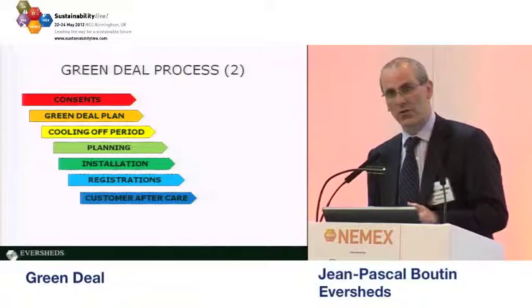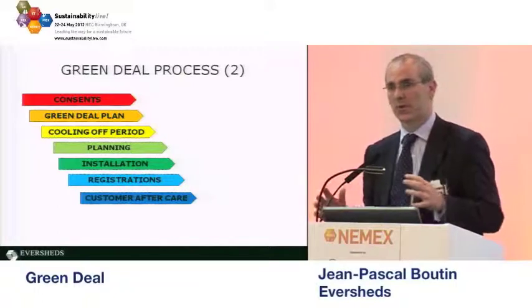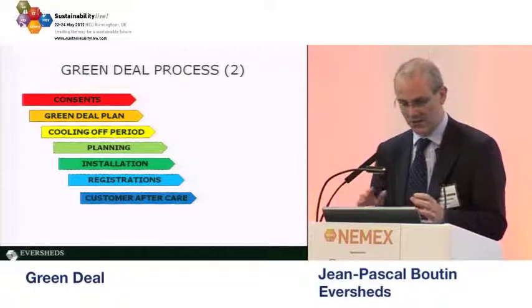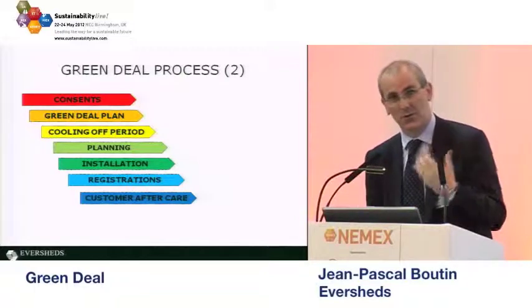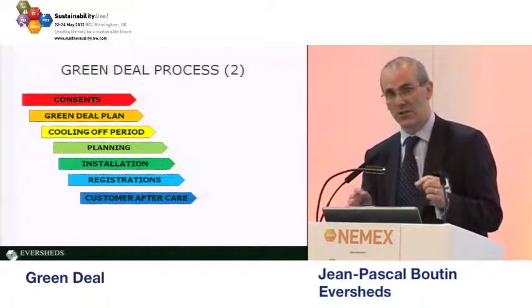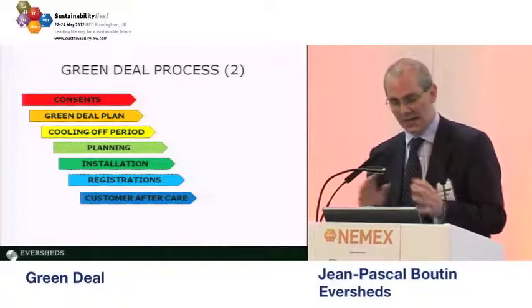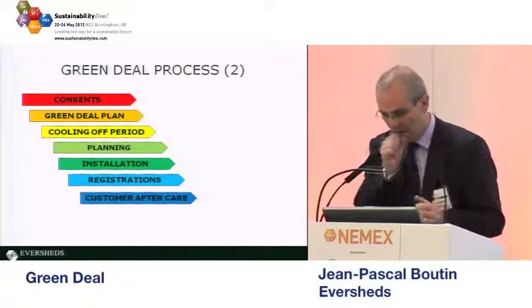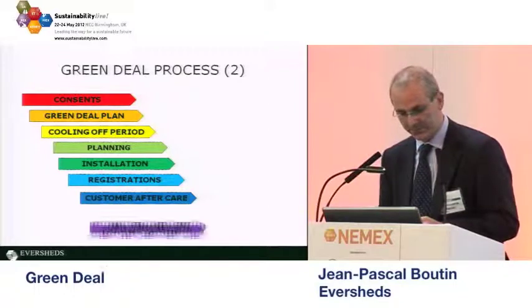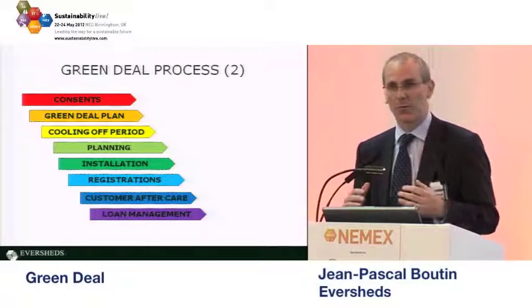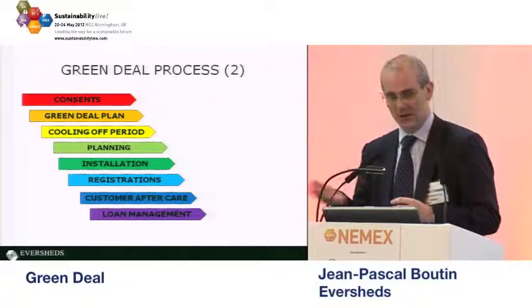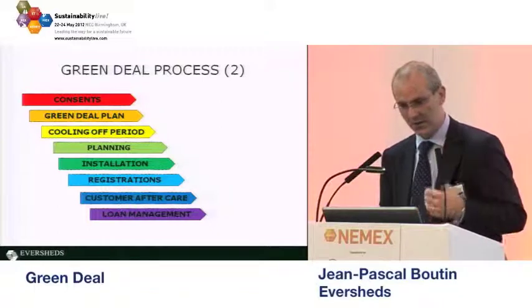So you've installed the Green Deal measures, and then there's customer aftercare, which includes the warranty. Now DECC has just recently changed the warranty parameters. Now for domestic, they're proposing a 5-year warranty for the Green Deal measures themselves, and a 10-year warranty in relation to any damage caused to the building. And also there's loan management. You're talking about a loan for potentially up to 25 years. So it's the whole process of the loan management.